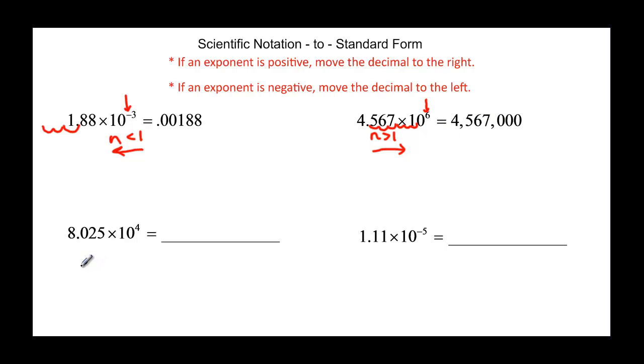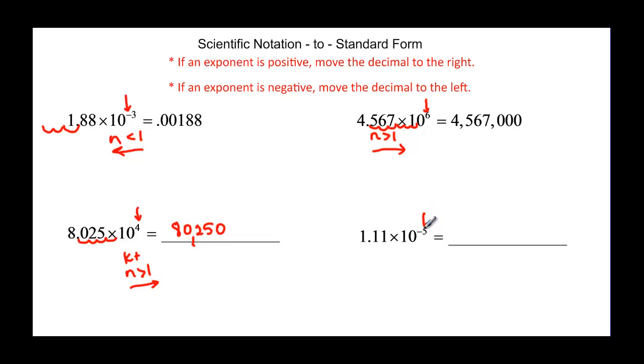All right, now we have to try it without seeing the answer. Look at the k. K is positive, so that means that my number is going to be greater than 1. So I have to move it to the right to make my number bigger. And I move 1, 2, 3. I'm behind my number, and then I have to add one more to make 4 decimal places. 8, 0, 2, 5, and then one more 0. 80,250.